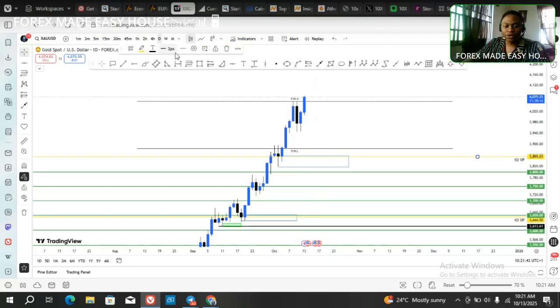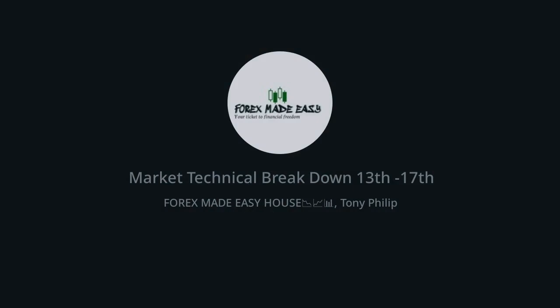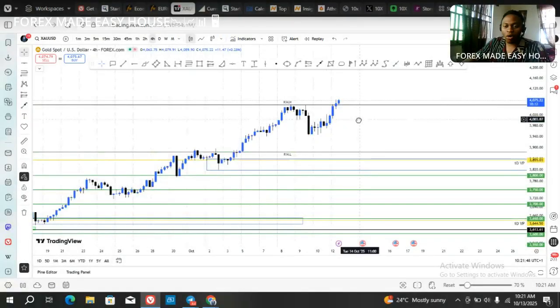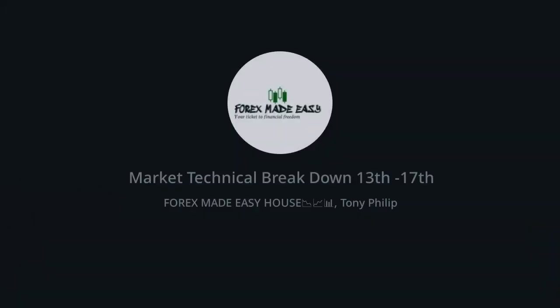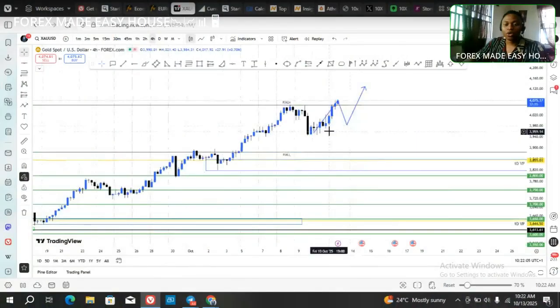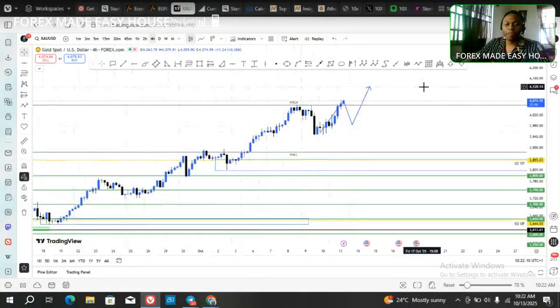So with that in mind, there is a chance that with this high that is taken, there could be more of a retest. This is an impulse correction for another impulse. So at this retest, we take another buy for XAUSD. So that's what I see.